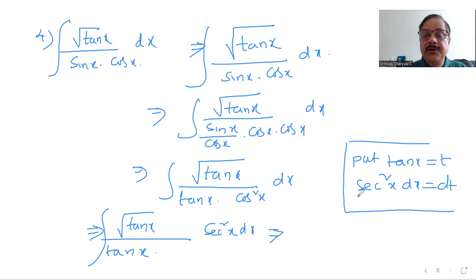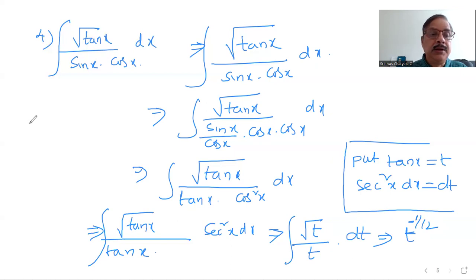Now tan x is equal to t. So this becomes root t divided by t into dt. Root t means t to the power of half. This root t will go root t times here. So if you simplify these two, you will be getting t to the power of minus half. Because this is plus half, 1 will go to the top, half minus 1. So t to the power of minus half, you can verify this.